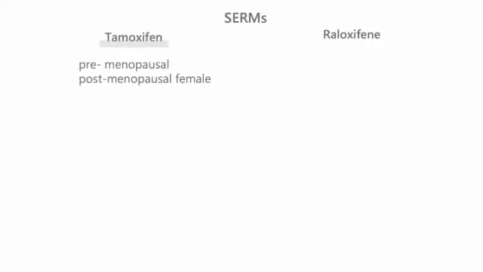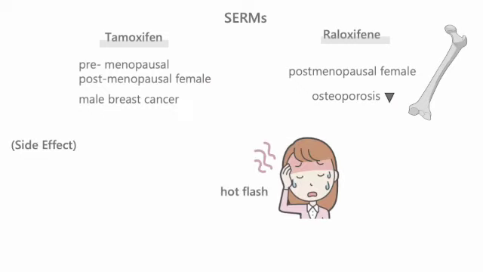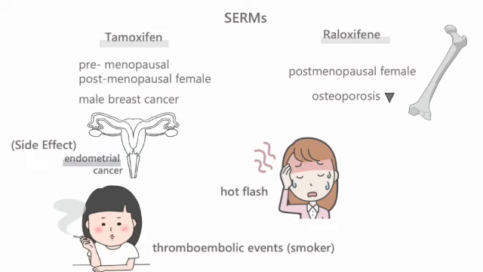Tamoxifen is applicable to both premenopausal and postmenopausal female. Tamoxifen is also applicable to male breast cancer. Raloxifene is prescribed to treat osteoporosis in postmenopausal female and to reduce the risk of invasive breast cancer in this group. Both of them have hot flashes as side effects. It's important to be careful about the risk of thromboembolic events, especially for people who smoke. A side effect of tamoxifen that should be noted is endometrial cancer.